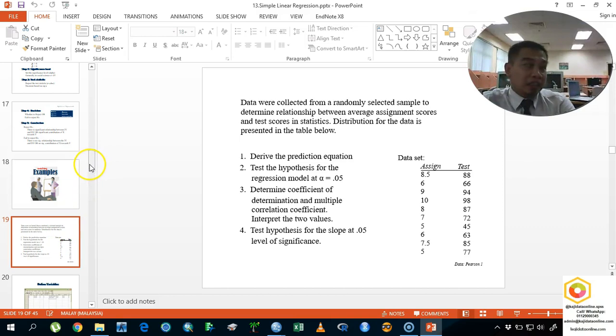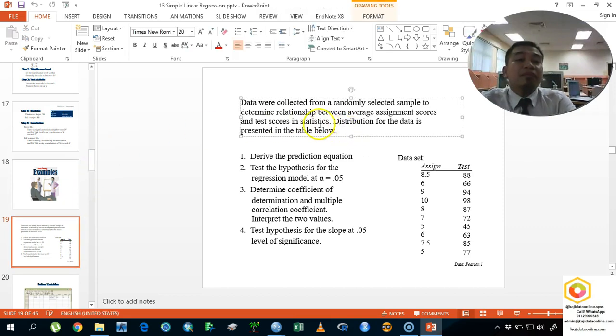Okay, let us do some analysis. Shall we do it together? This is just a simple example. The first one, data were collected from randomly selected samples to determine the relationship between average assignment score, taken from previous examples, and the test score. The statistic distributions of the data are presented in the table below. Derive the predicted equation. That is the first question. The next one, test the hypothesis for alpha equal to 0.05 and then determine the coefficient of determination. This is called R square. And then the multiple correlation coefficient is the big R, and then interpret the two values. So we are going to see that one also.